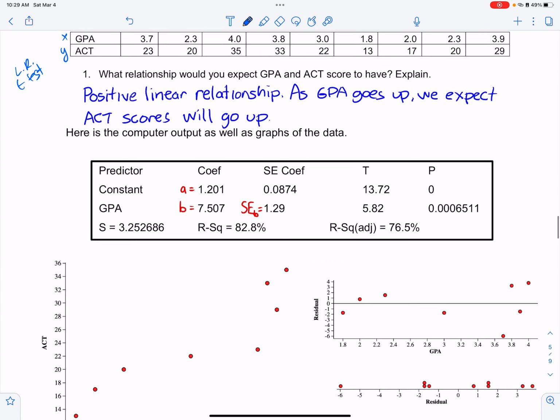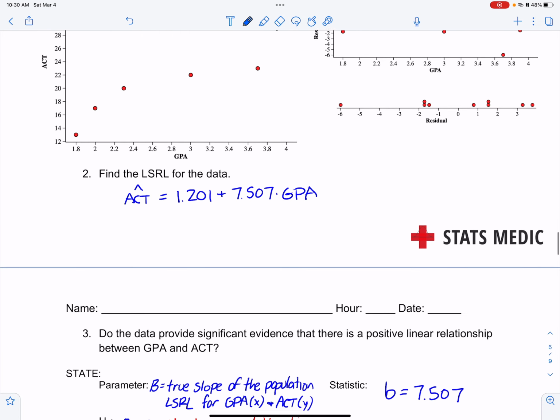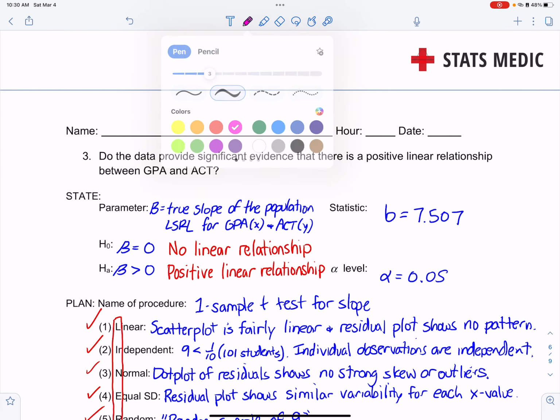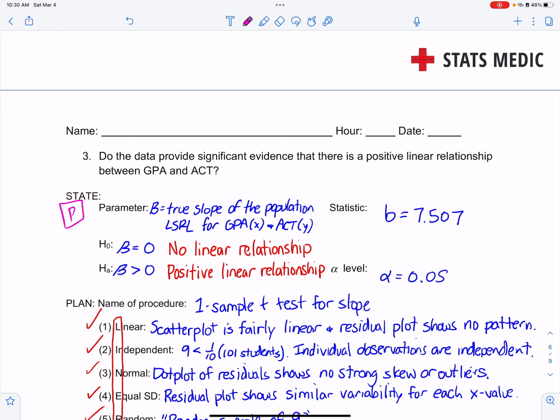Okay, so let's continue with this example and run the test. For my parameter, beta equals the true slope of the population least squares regression line for GPA and ACT. My null is beta equals 0, and my alternative is beta is greater than 0, because it says, do the data provide statistical evidence that there's a positive linear relationship? So that's why it's greater than. You could cut that out if you just put in what's in red here. You're welcome to do either one. If you have the blue part though, you need to make sure you define that.